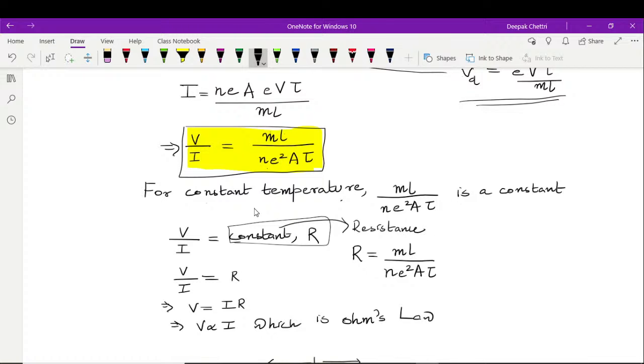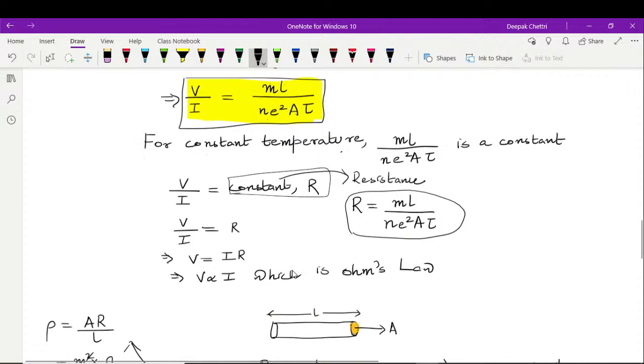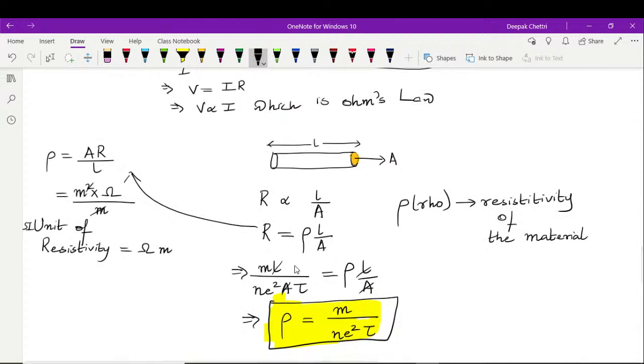From here I can show that V is directly proportional to I, which is Ohm's law. We also found a relationship for resistance, which is mL by nE squared A tau, right. Looking at this, you can see that resistance of a conductor depends on its internal things. It does not depend on external factors, right. External factor, of course, is temperature, it can change with temperature. We will discuss that.